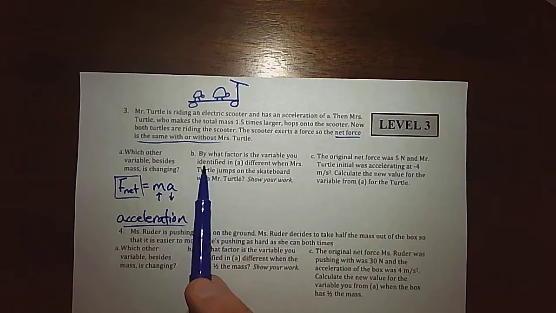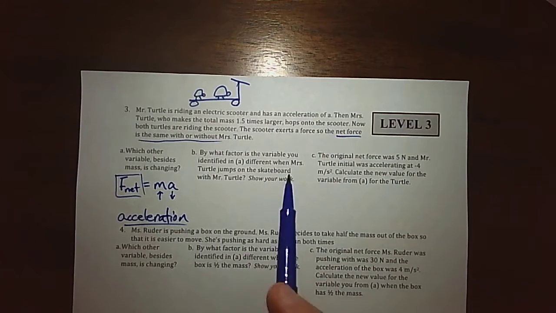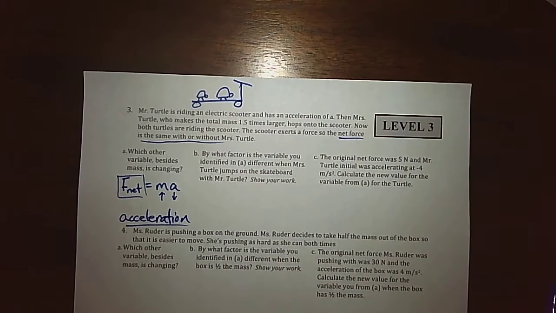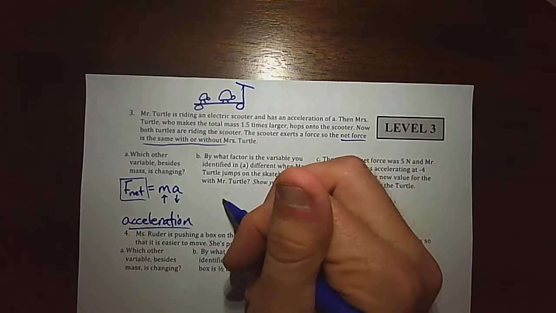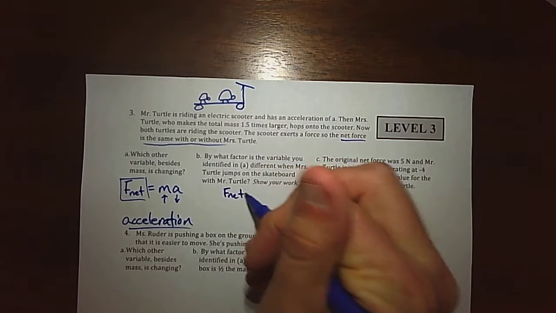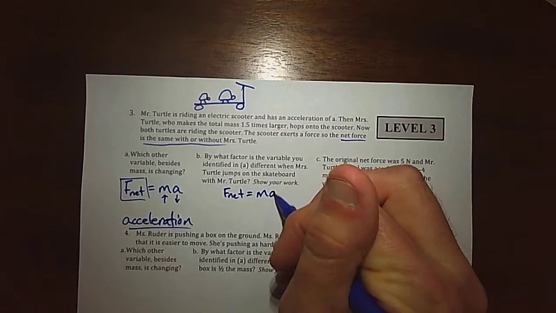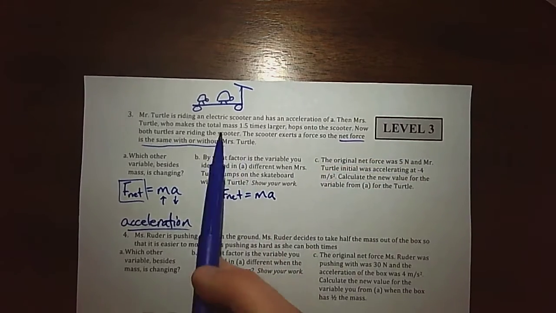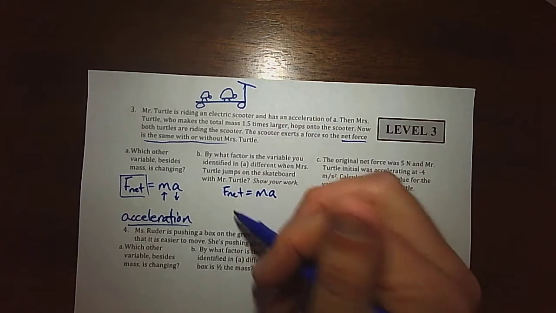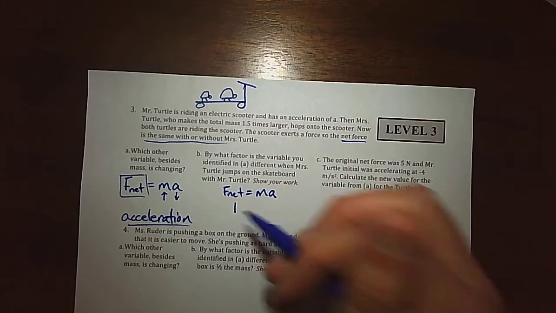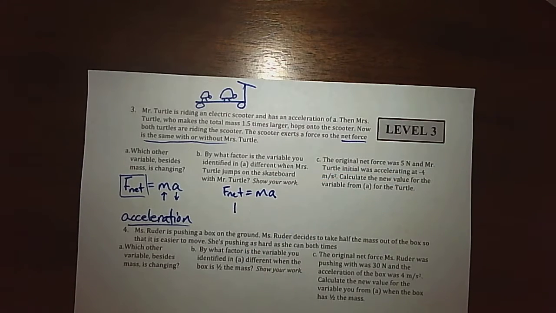Right? For B, by what factor is the variable you identify different from when Mrs. Turtle jumps on the skateboard? All right, so now I'm going to use my same equation, F net equals ma, and now I'm not really given any actual values, so I'm going to put in my own values. Right? And if something stays the same, I'm just going to make this as simple as possible. If my net force is staying the same, I'm going to put in a 1.